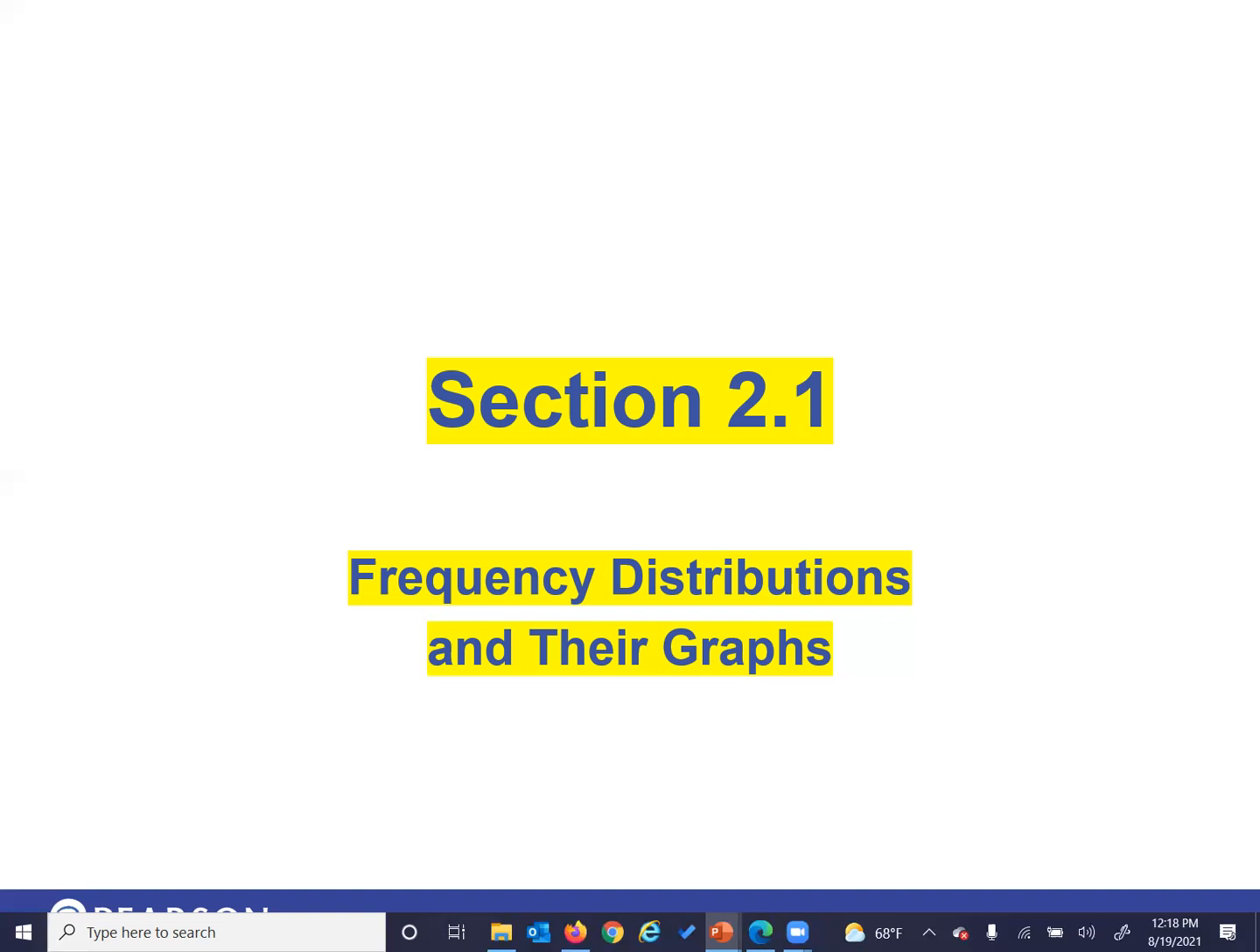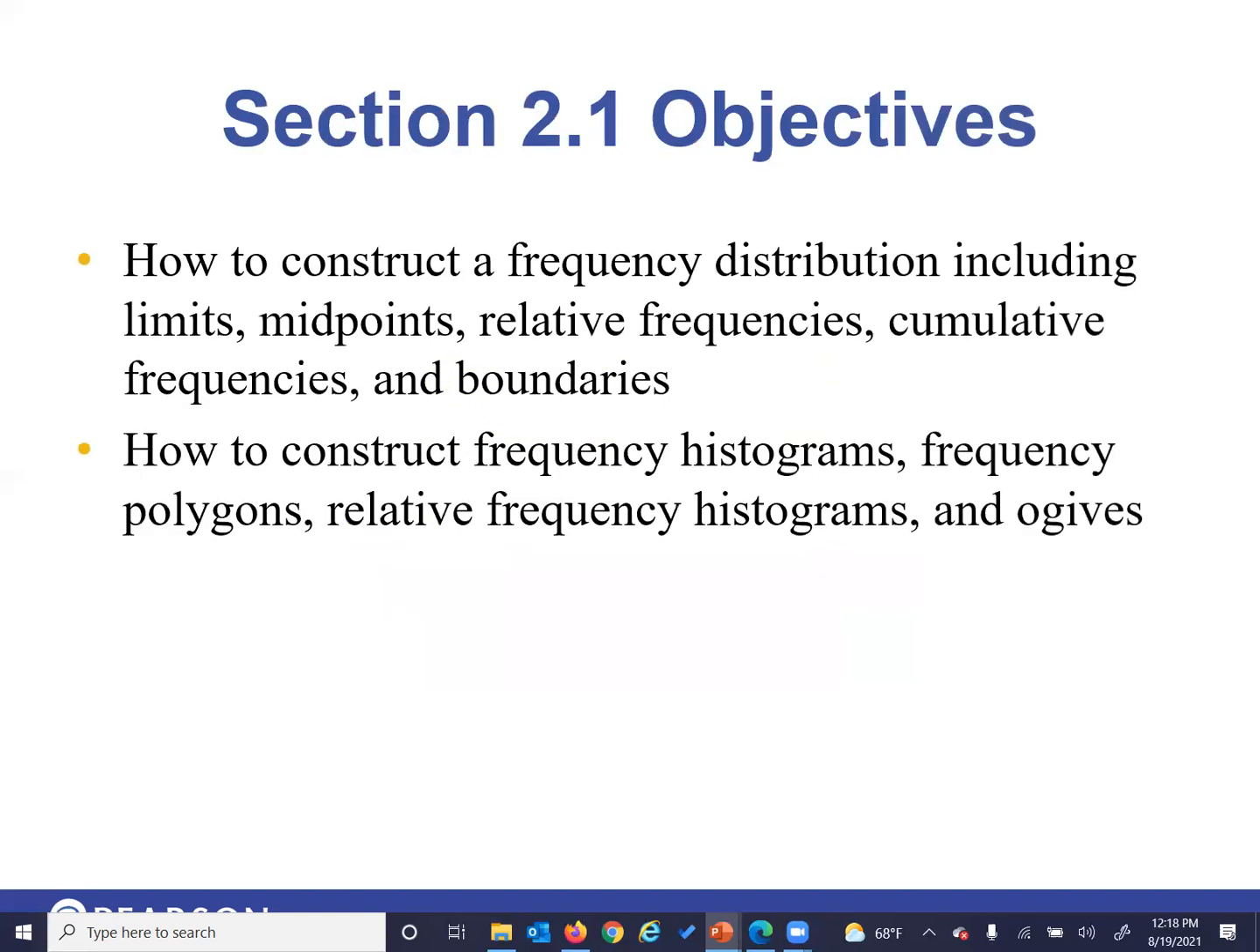Sweet. Let's jam. Okay, we are going to construct stuff. You don't need to write it down, just for us. We're going to construct things like midpoints, relative frequencies, cumulative frequencies, and boundaries. And then we're going to put them into graphs called a histogram, polygons, frequency histogram, and OGIVs. Hopefully you've seen this kind of data, and I'll bring in some recent examples.